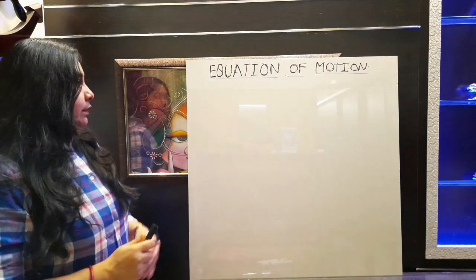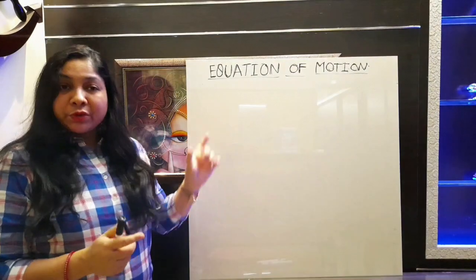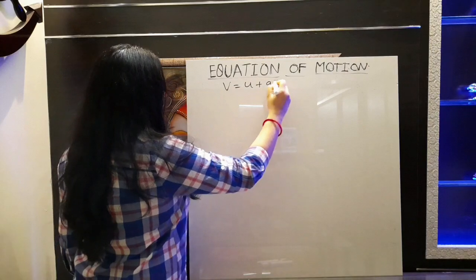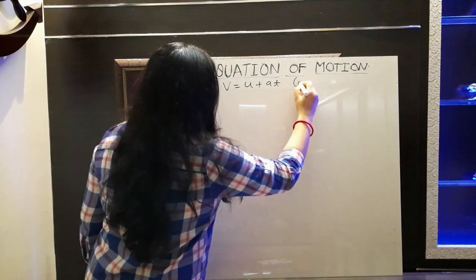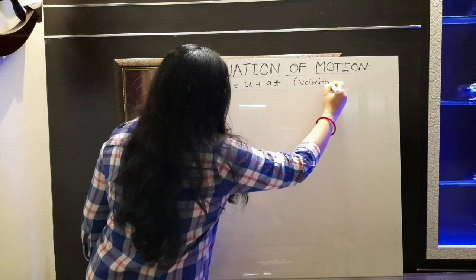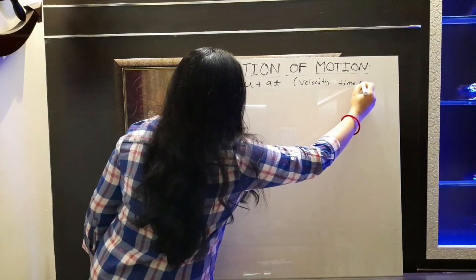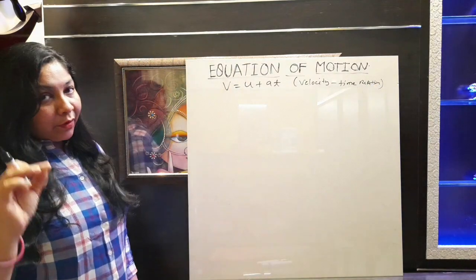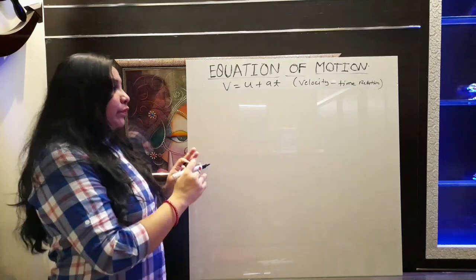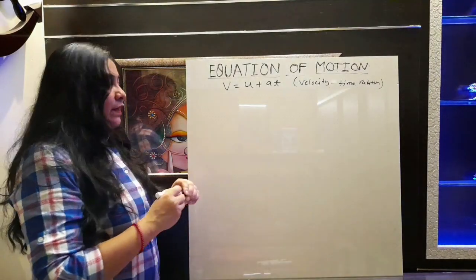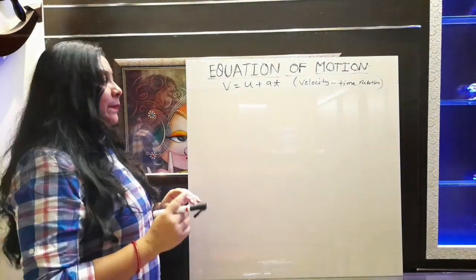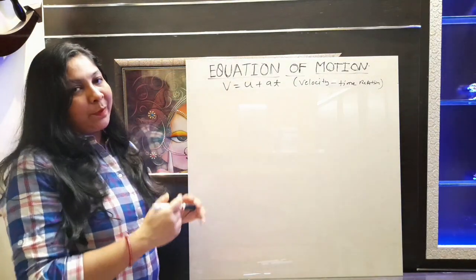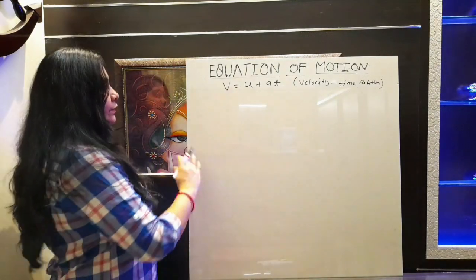Okay, now I'm starting with the first equation of motion, that is v is equal to u plus at, and this is also named the velocity-time relation, because this equation relates velocity and time. So before starting the derivation of this, at first we have to make a graph. I'm just explaining the graph first, then you will be able to understand the derivation part of this motion. Okay, so let's start with the graph.